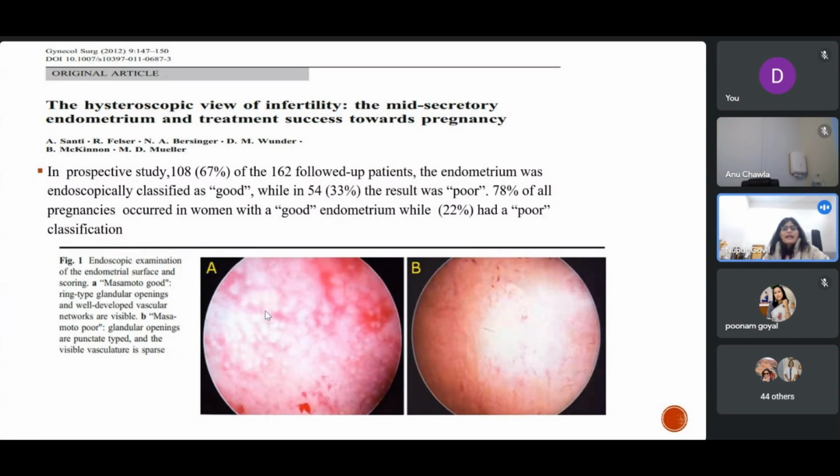In 2012, based on a Masamoto score, they differentiated a receptive endometrium as good and an unreceptive endometrium as poor, based on the type of glandular opening and vascular networks that they saw on the mucosal surface during hysteroscopy. It was considered Masamoto good if there were ring-type glandular openings. It was considered poor if the glandular openings were punctate type or very sparse. So this was a study which said that if it is good, then the patient had better chances of pregnancy.